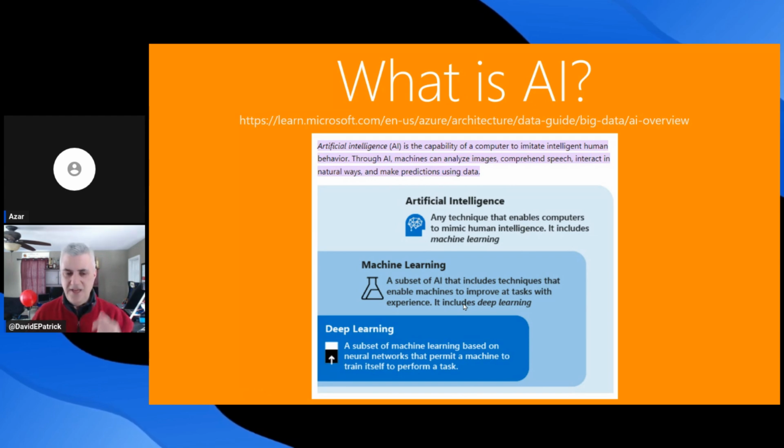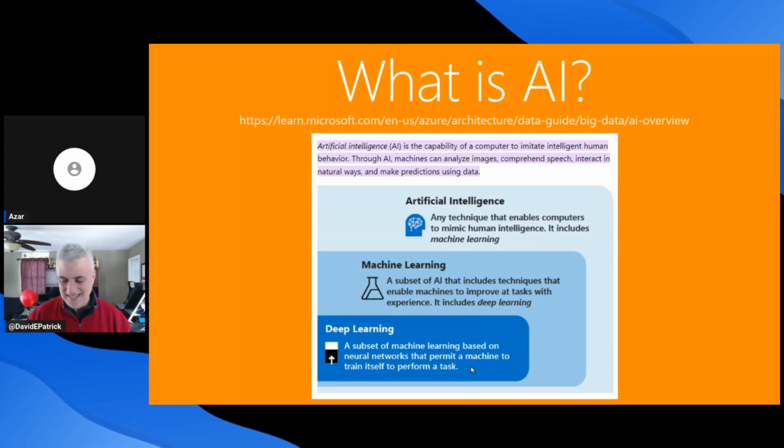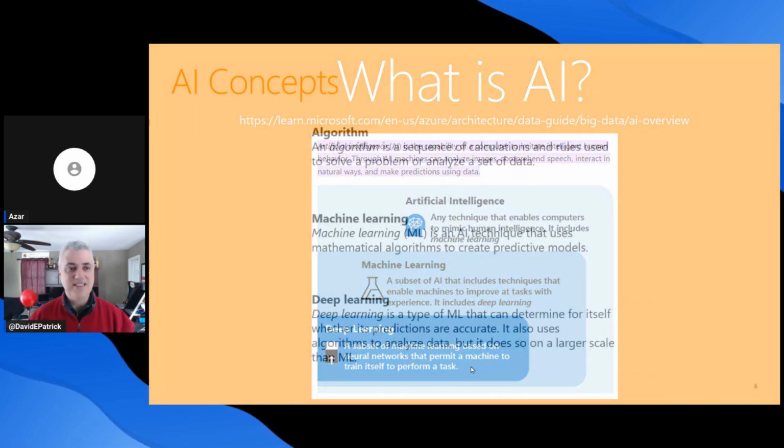And then there's another subset that we like to talk about. It's called deep learning. That's where the machine can start learning itself. It can train itself. That's sort of like the Terminator, where the computers go off and learn how to get better on their own. So all very exciting areas of AI.